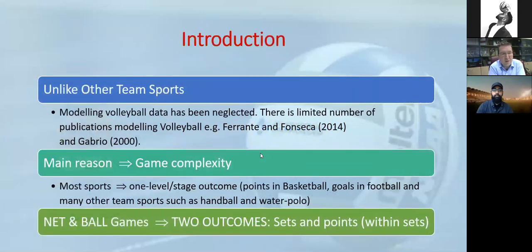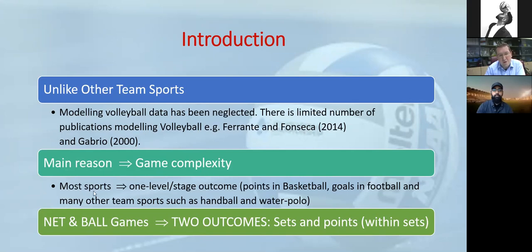So, a brief introduction. Volleyball is different than other team sports, and the literature is limited. Here I have two indicative publications, Ferrante and Fonseca, and Gabriel. Gabriel is quite close, but not exactly the same as what I'm going to present today. There are also other publications, but with more basic analysis and without considering the specialized characteristics of the game. But still, if you compare it with football, basketball, or baseball publications, then the quantitative modeling work is very limited. The main reason for that is the game complexity.